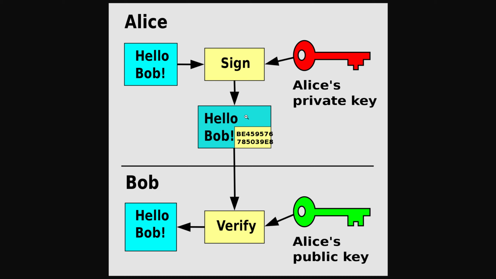Bob can now receive this message, and he can verify that it was actually Alice's keys that signed this message. So now he can be sure that Alice is behind this message. And we will be using this in Ravencoin in the future to log on to websites.